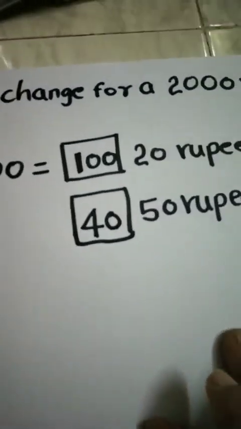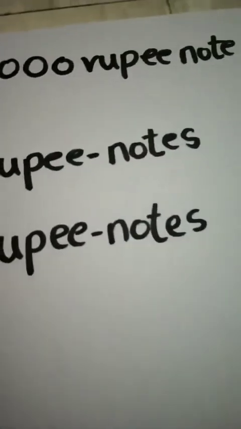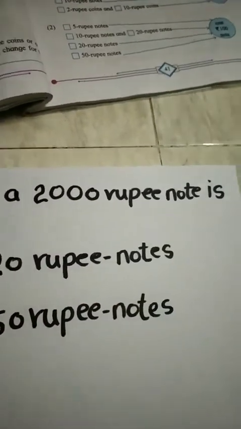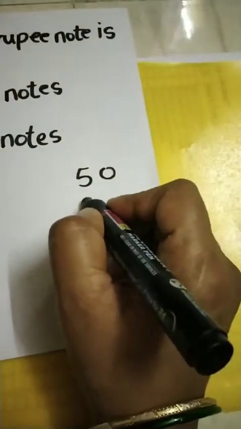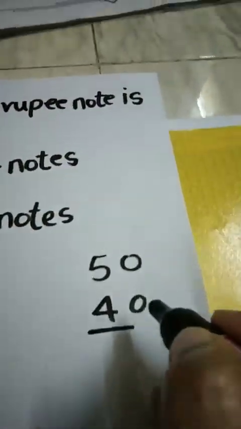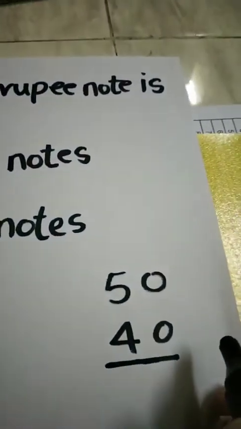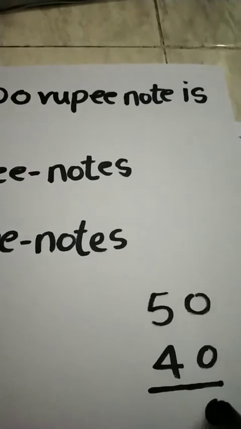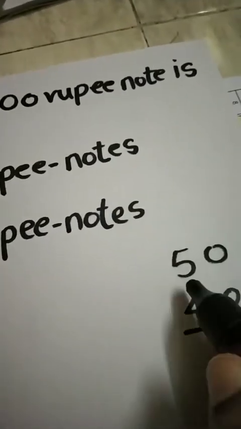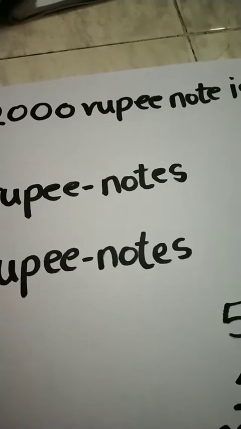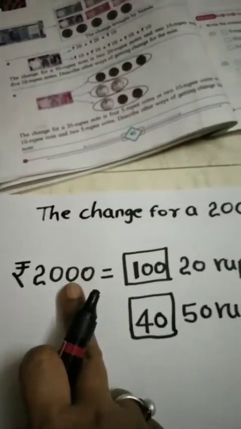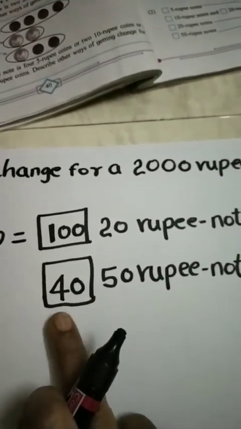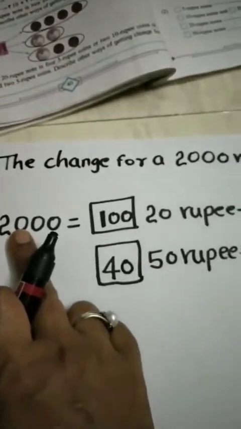To show this multiplication, we can do the rough column over here. To check your answer, as I told you in the lattice method, count the zeros, 1 and 2 zeros, and 4 fives are 20. So this is your answer. This is what you are finding out, 2000 rupees. So your answer is correct. 40 notes of 50 rupees will make 2000 rupees.